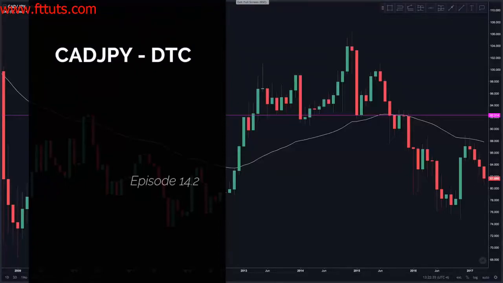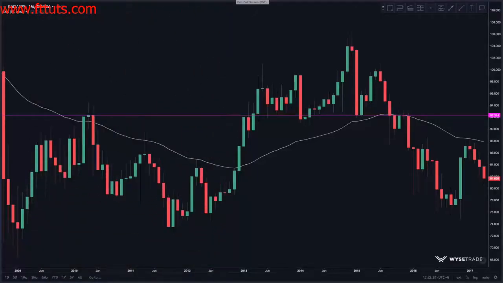Hey guys, welcome to episode 14.2, and in this episode we are going to go through a dynamic trend combo trade that occurred on the CAD yen. So here we have a very clear dynamic level on the monthly time frame that has acted as both support and resistance. You can also see a very clear head and shoulders pattern, which is a bearish pattern.